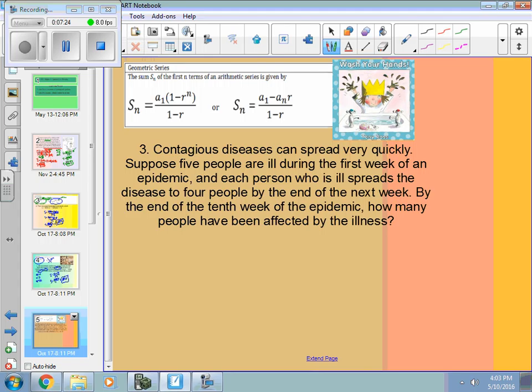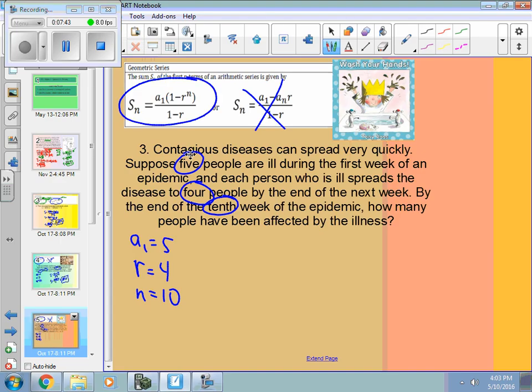The important information here, 5 people start with it, so a1 is 5. Each person spreads it to 4 new people, r is 4. How many people have been affected by the end of the 10th week? n is 10. This would be the one we want to use again because we know the information to fill that in. So you'd have 5 times (1 minus 4 to the 10th power), all over (1 minus 4). Simplifying that, make sure you do parentheses first here. Bottom is going to be -3.